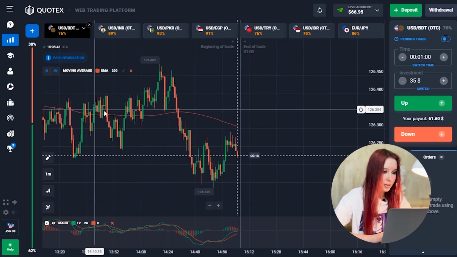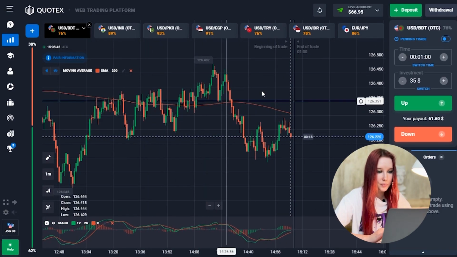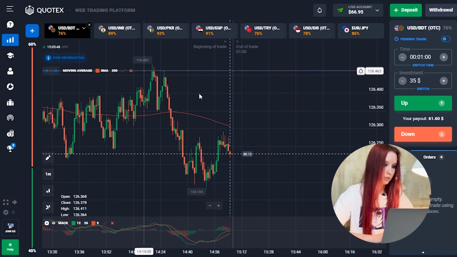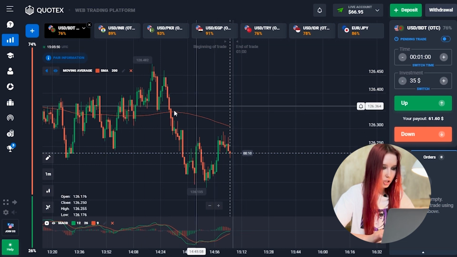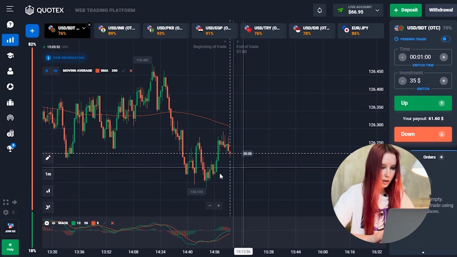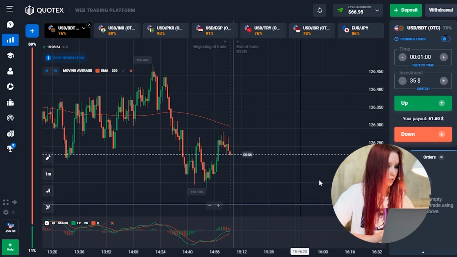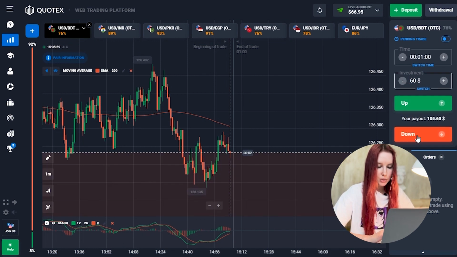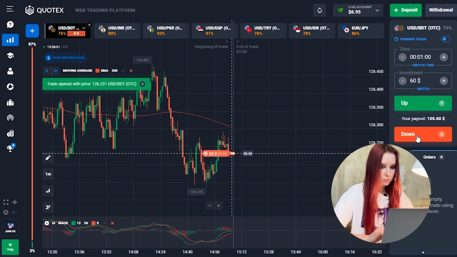And now let's continue our trading session. And on this currency pair we see that the candles are below the moving average, which shows us that the trend has changed to a downward one. And according to the MACD indicator, we see a red histogram. So I want to change investments and open a trade down.